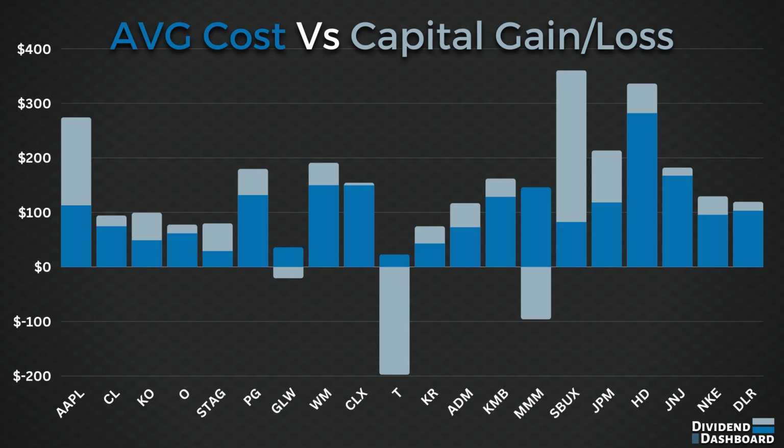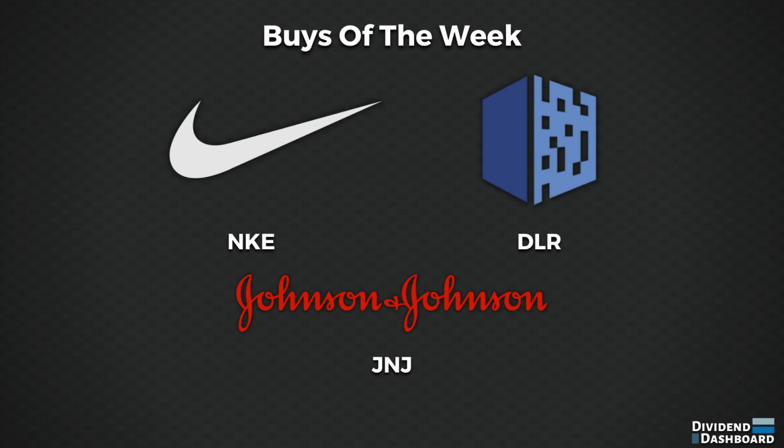Right now, I have AT&T and 3M on hold as I am not investing more funds for now until I see a clear resolution with their conflicts. 3M with their legal litigation and T with their debt. Buys of the week. I purchased companies that I want to increase my exposure to. This week, I bought Nike, Digital Realty Trust, and Johnson & Johnson.